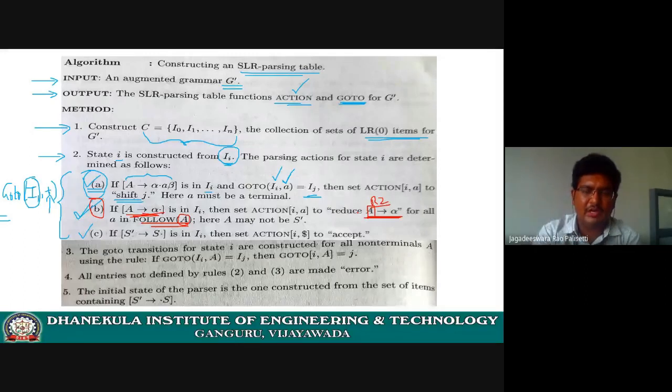Okay, that is the only new point in SLR. This is the important and new point when compared to LR(0). Remaining everything is the same. Hope everyone understood the second point B. Does anyone have any doubts at this second point B? What is the different thing we are going to do in SLR other than LR(0)?